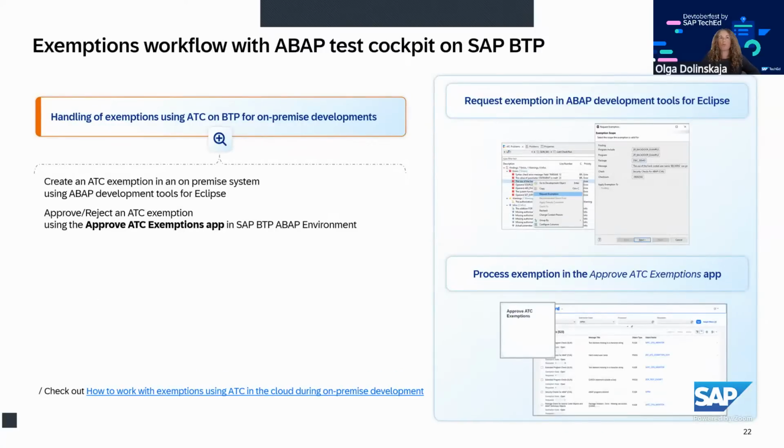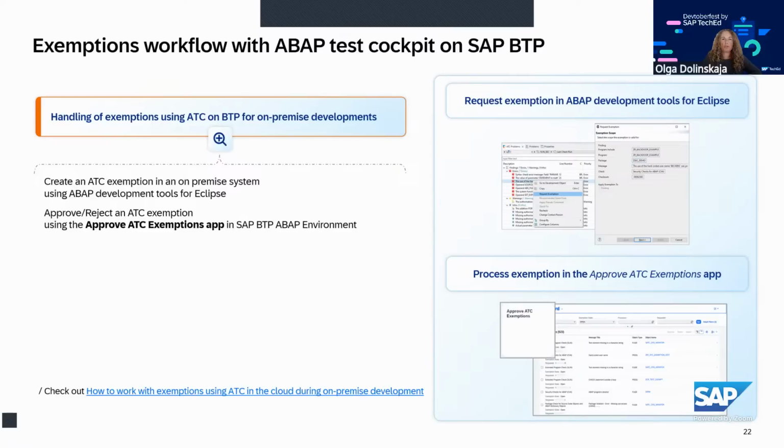The exemption workflow works as follows. As a developer, you are either on-premise or in private cloud S/4HANA, and you request your exemption in ABAP development tools for Eclipse, just as during on-premise development. And if you have a quality expert role, then you need to process the exemption. In this case, you have the new Approve ATC Exemption app in SAP BTP ABAP environment, which you work with as a quality expert to view the exemption and to process it, either reject it or resolve it, and so on.